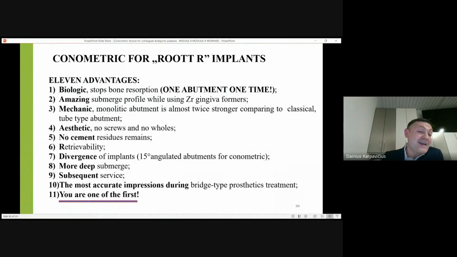And of course, the last one, what I found, is that if you start to use this, you will be one of the first in your region, and your patient wouldn't disappear. Because if your patient goes to another clinic, he will be trapped, and the doctor will be trapped, because he might have something about the conometric, but if he goes for a regular T-base, he will stop because he wouldn't understand what to do.